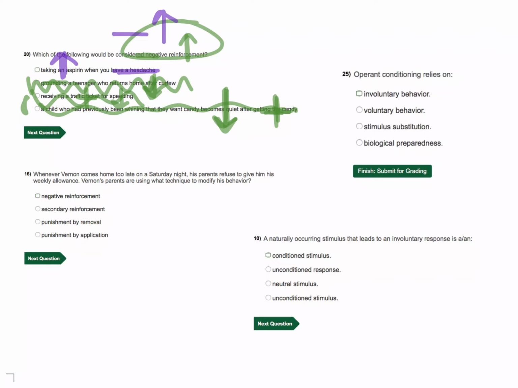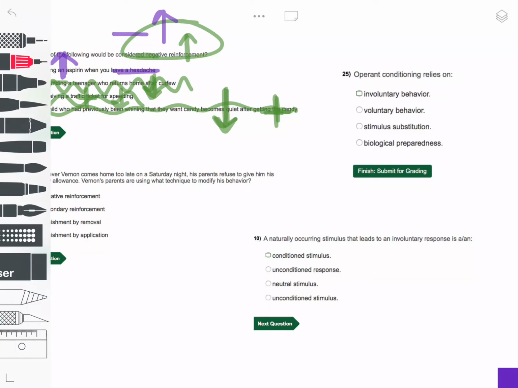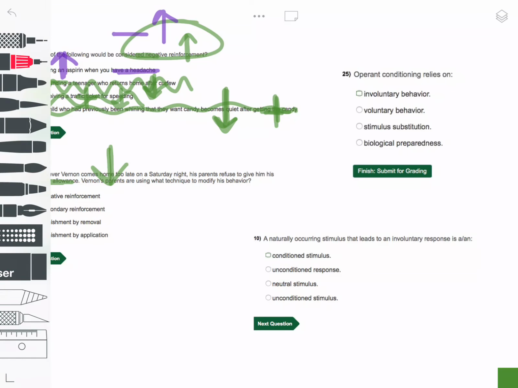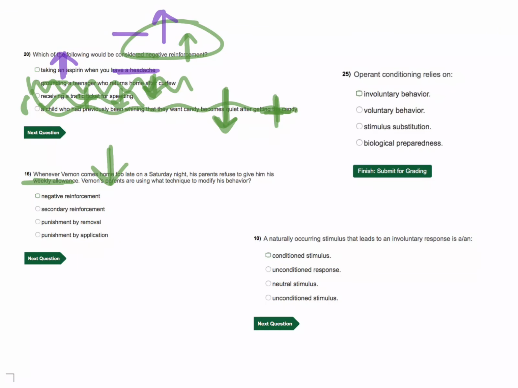16, right below, it says, whenever Vernon comes home too late on Saturday night, his parents refuse to give him his weekly allowance. Before I even read any further, I'm going to say they are taking away that weekly allowance. They are removing it. That's negative. And it says he's coming home too late, and his parents don't want him to come home too late. They're wanting to decrease how often he comes home late. So we're looking for something that matches those two symbols.